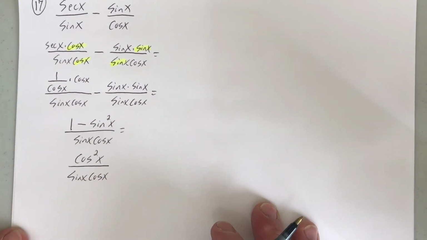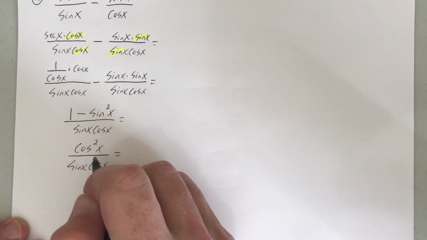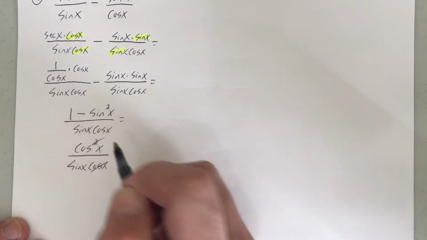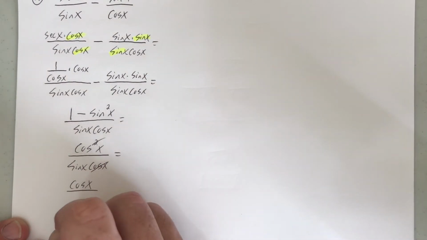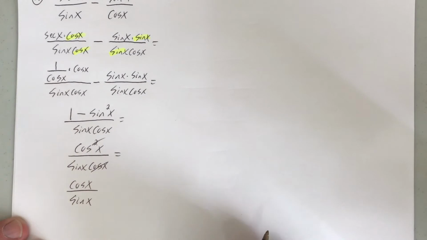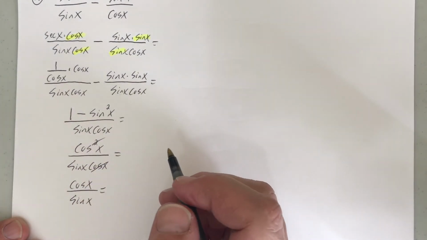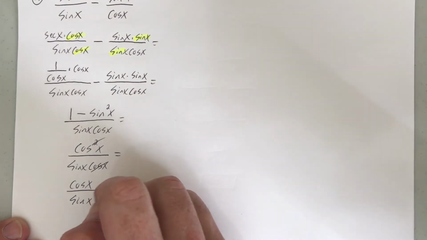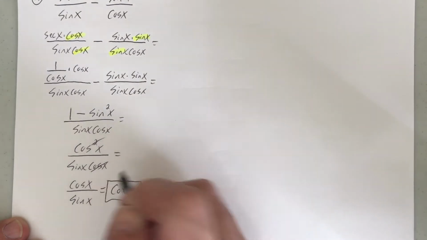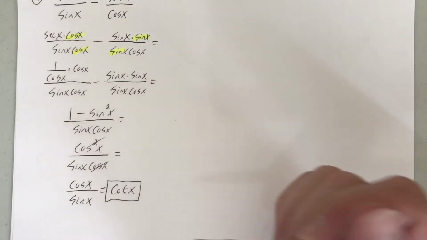And then we look to see, is there anything else that we can do? Well, I have 2 cosines up top, and I've got 1 at the bottom, so if I cross 1 out here, cross 1 out here, that gives me cosine x over sine x. And then finally, cosine over sine is equal to cotangent x, by the quotient identity. So that one simplifies all the way to cotangent x.